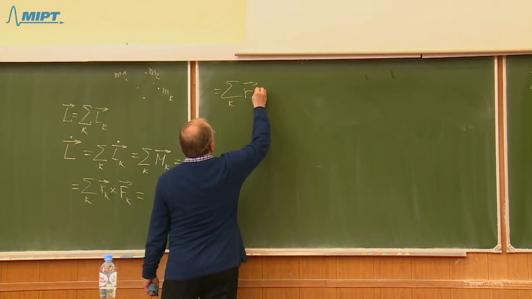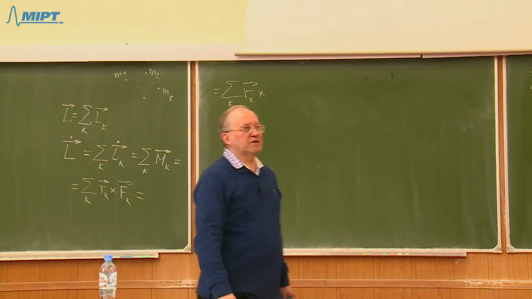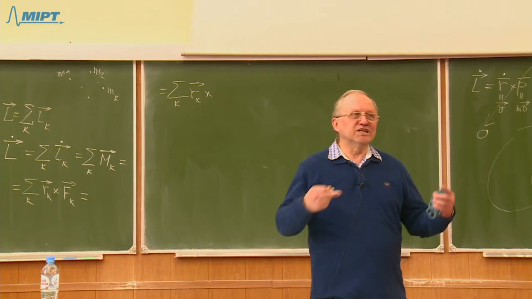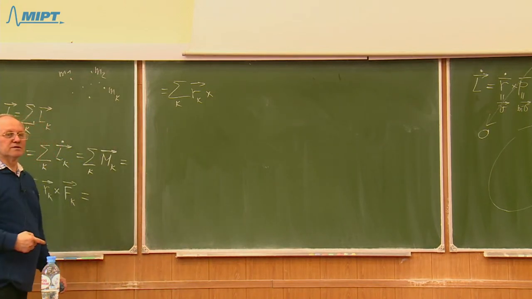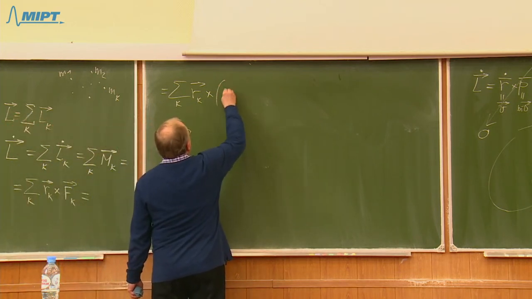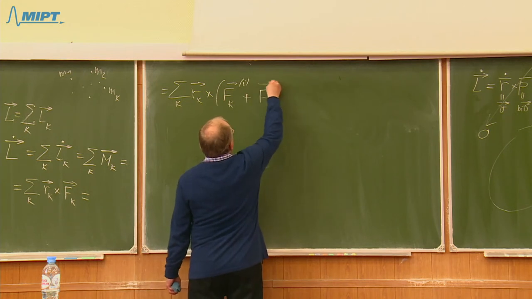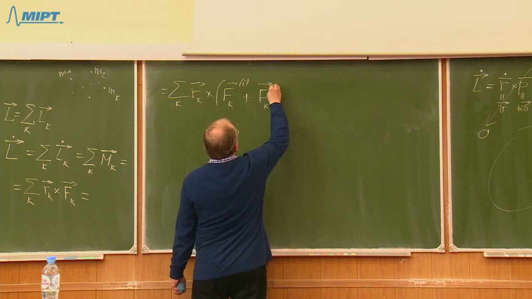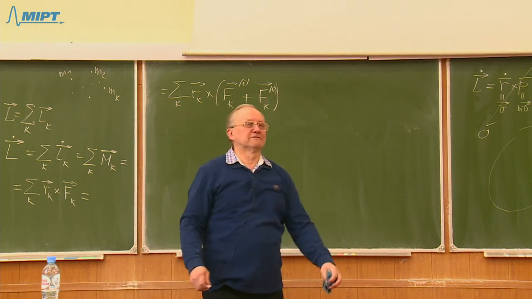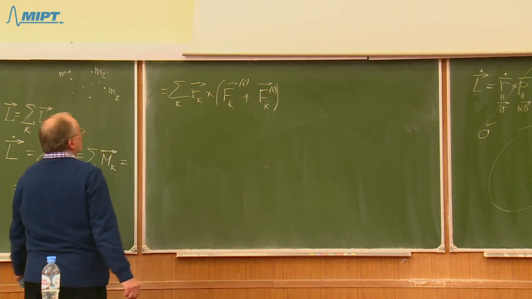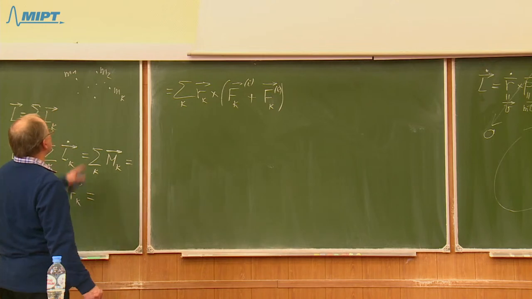And considering this expression further, we should understand that a force acting on each particle can consist of both internal forces acting between different particles and external forces. So I will consider both internal forces acting on particle number k and external forces acting on particle number k. The first term here will correspond to internal forces, and the second term will correspond to external forces. As far as the internal forces are concerned, all of them will cancel.